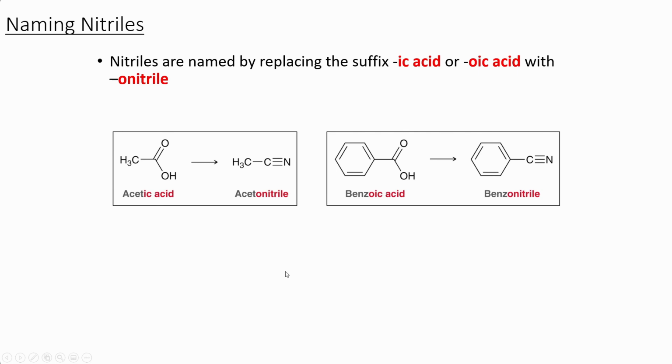And finally, nitriles are named by replacing the ic acid with o-nitrile. So for acetic acid, the nitrile version would be acetonitrile. And for benzoic acid, the nitrile version would be benzonitrile.